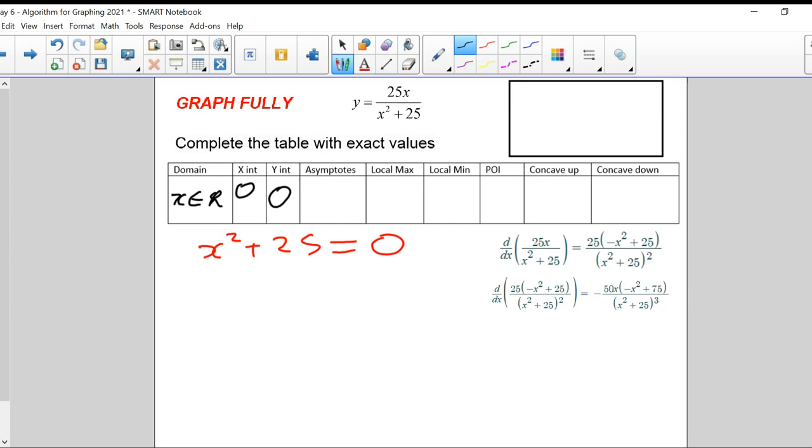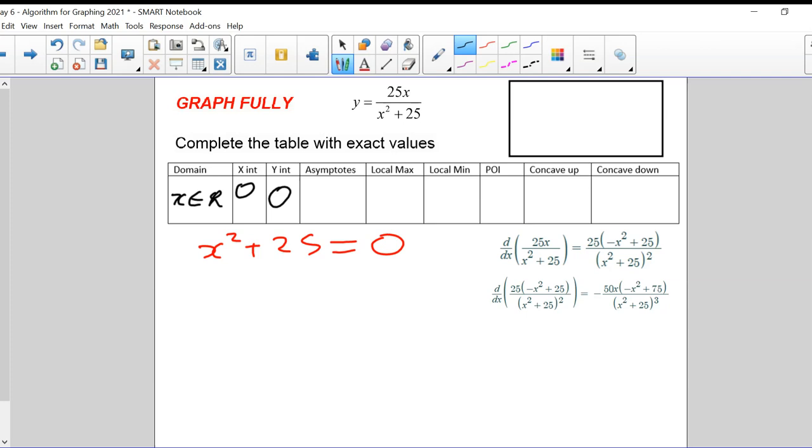Asymptotes. Well, I think we already agreed that there is no vertical asymptote. Is there any other kind of asymptote though? Like maybe a horizontal asymptote or maybe an oblique asymptote. What would your answer be to that?